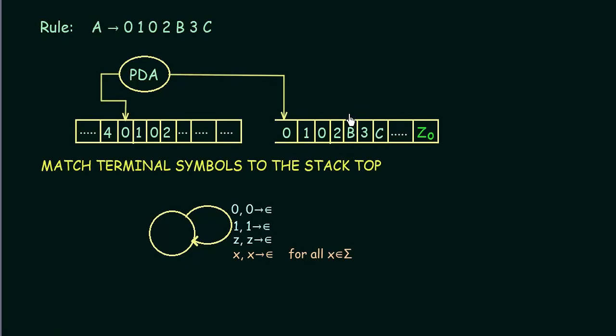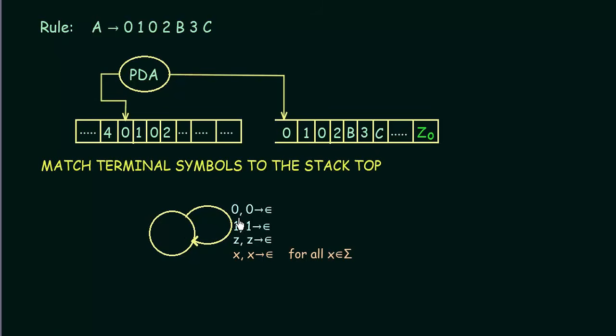And if you get a B, what do you have to do? You have to apply the rule that we studied just before this, and then it goes on like that till we reach the end of the stack. So what you have to do is match the terminal symbols to the stack top and pop them. If you have a terminal symbol, this is what you have to do, and this is the push-down automata that I have designed for this.